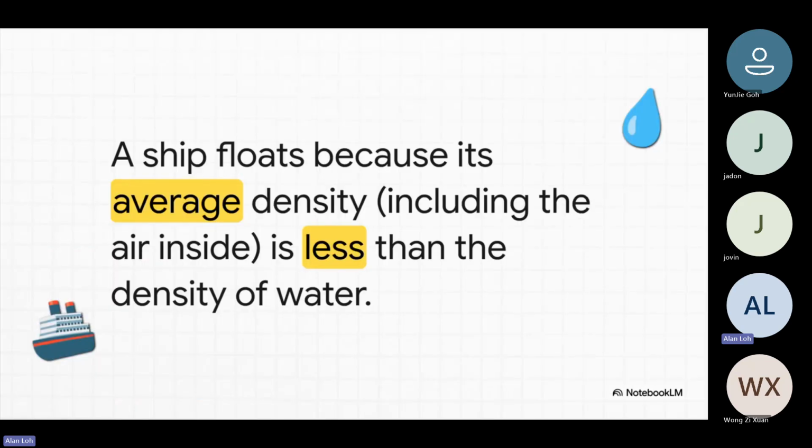Which brings us right back to our giant steel ship. I mean, a chunk of steel is way denser than water, it sinks immediately. So, how on earth does a whole ship float? Well, the secret is all the air trapped inside its massive hull. If you take the ship's total mass and divide it by its total volume, and that includes all that empty airspace, you get its average density. And that average density is actually less than water. And just like the oil floating on the honey, if you're less dense than what you're in, you float.